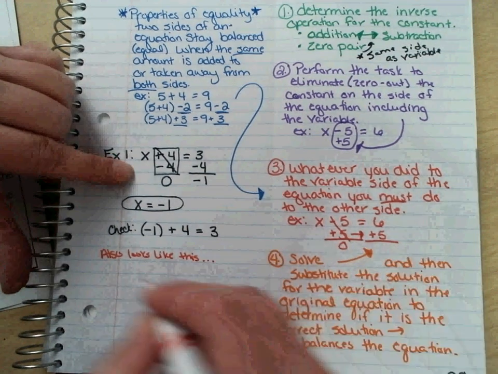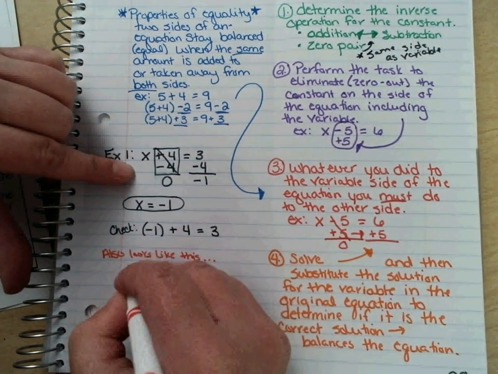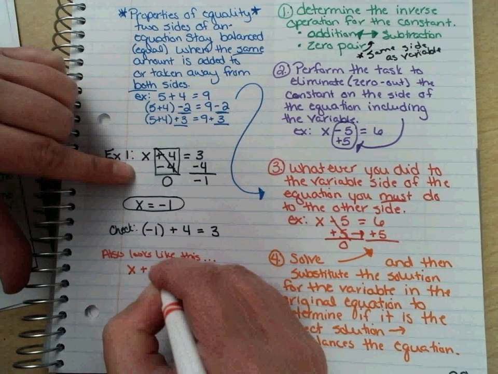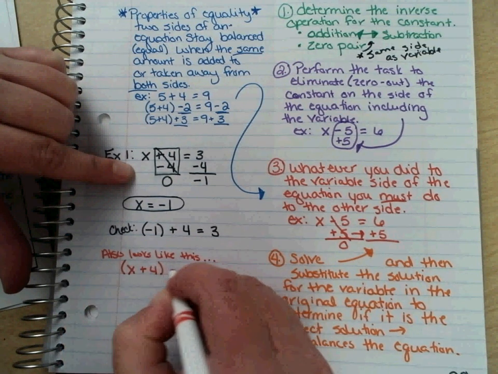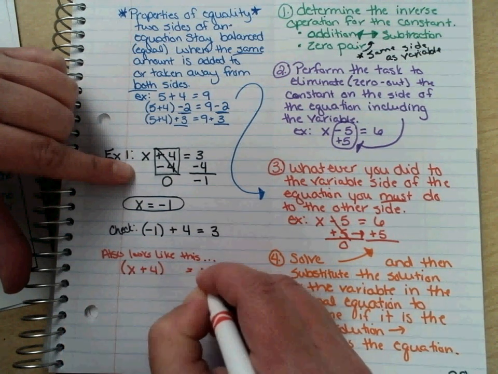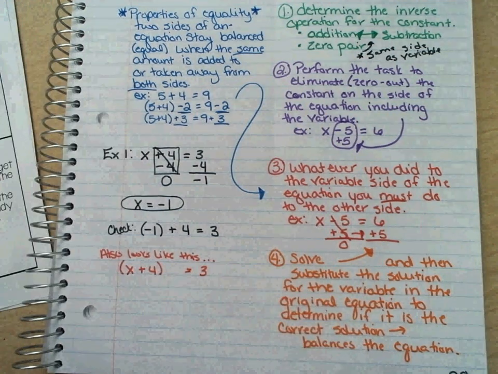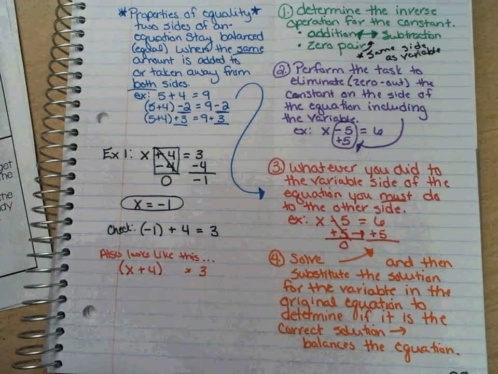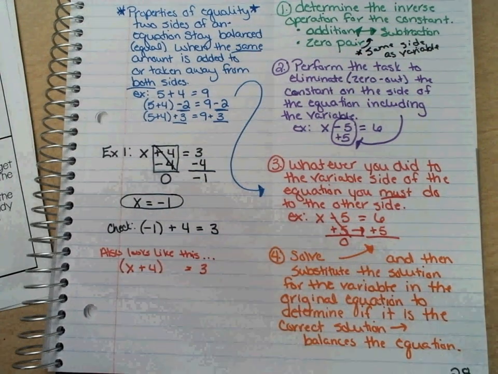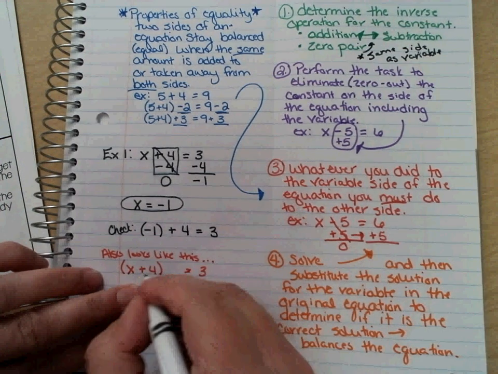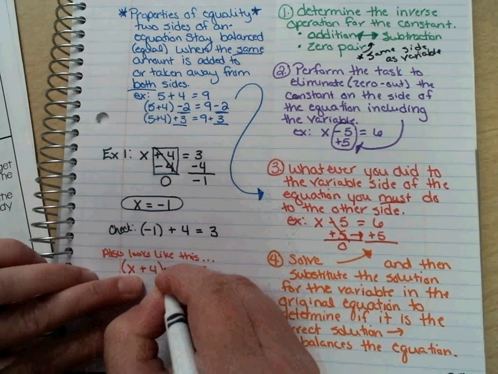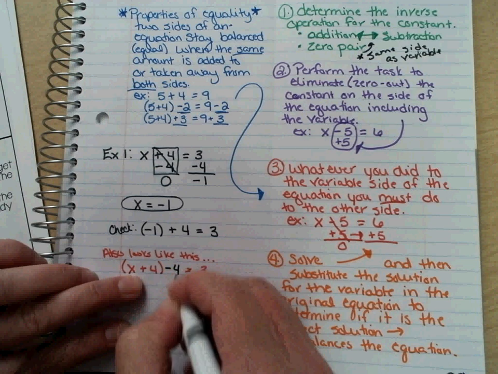I'm going to do that same problem. So if I had x plus 4, and put that in parentheses, equals 3. So in order to cancel out this 4 or zero it out, what we were talking about is I have to do the inverse. So minus 4.